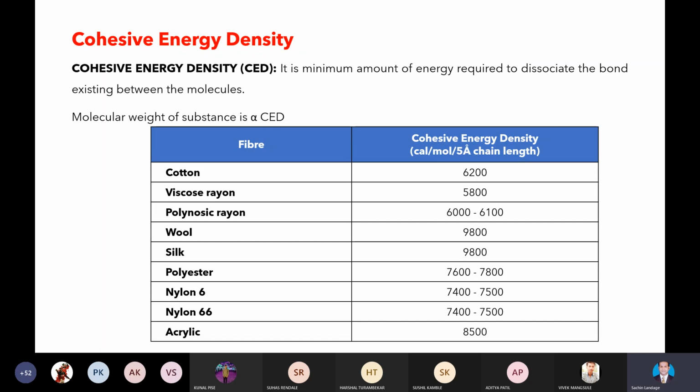For example, if you take into consideration a cotton fiber, in cotton we have the cellulosic chain. The repeating unit is the beta glucosidic unit. Between these monomers, or the different molecules, there must be bonding. Now to break this bond, some energy is required.